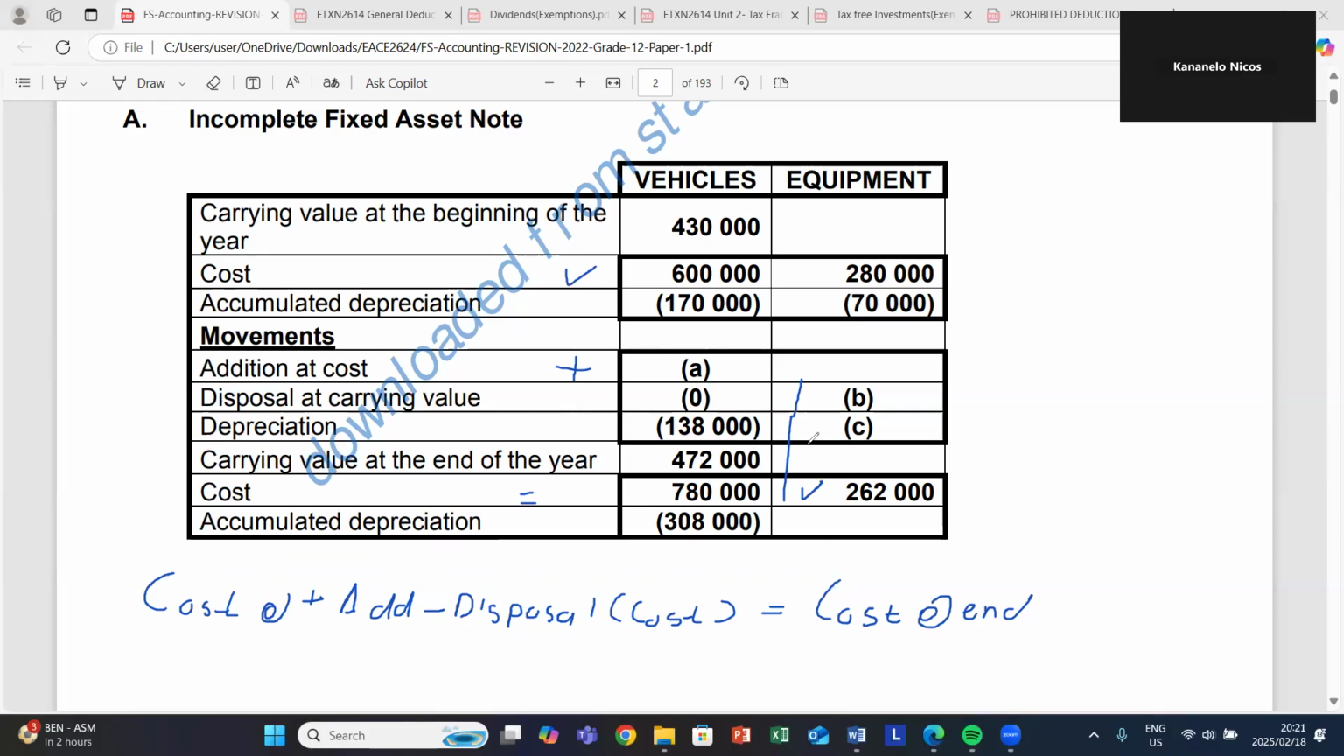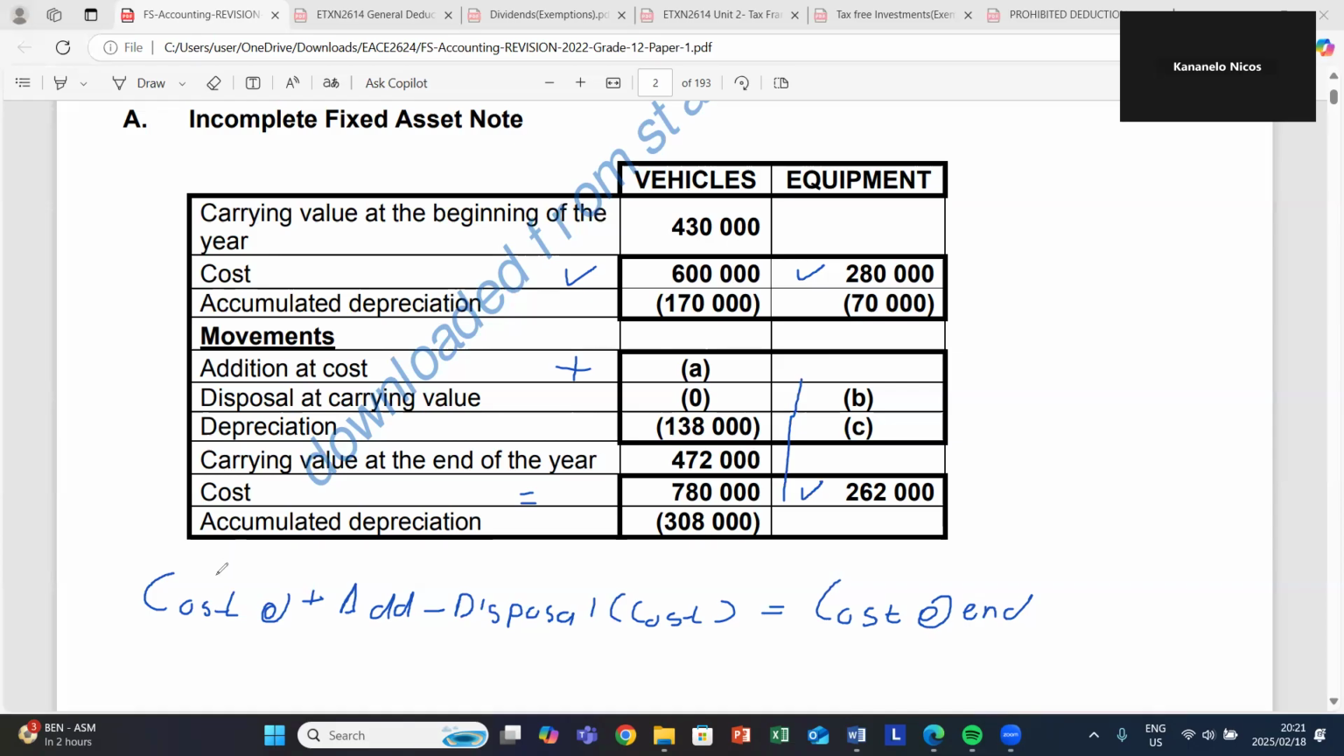We don't have a disposal, meaning you're going to minus what? Cost price at the beginning. And then we get our additions at cost. That's how we'll get our additions at cost there. We'll say cost price at the end minus cost price at the beginning. And then we get how much when you minus both of them.